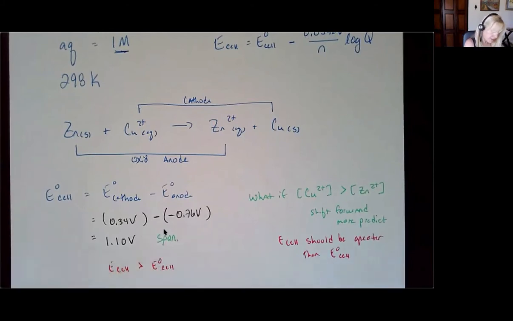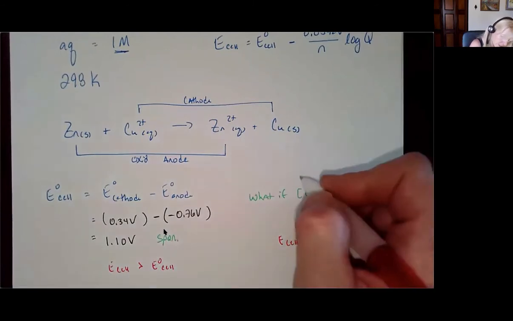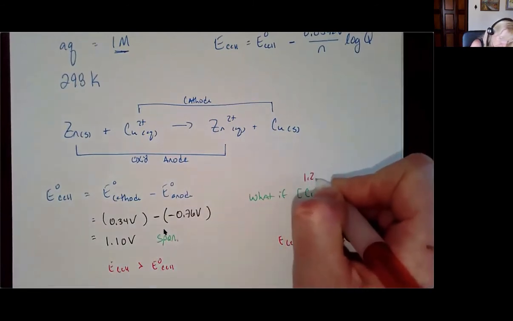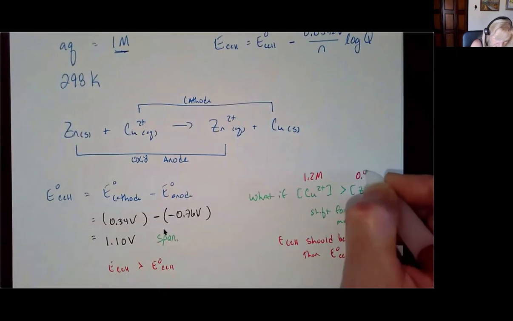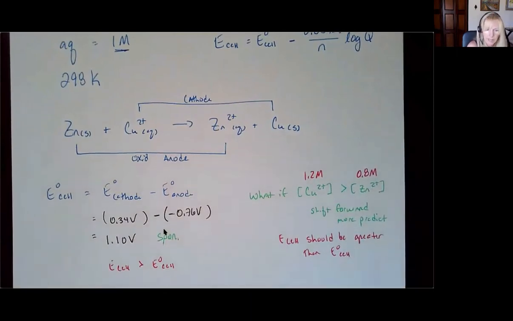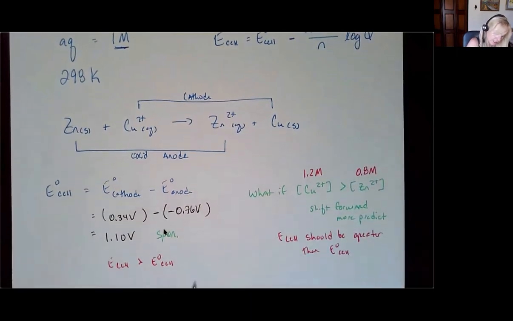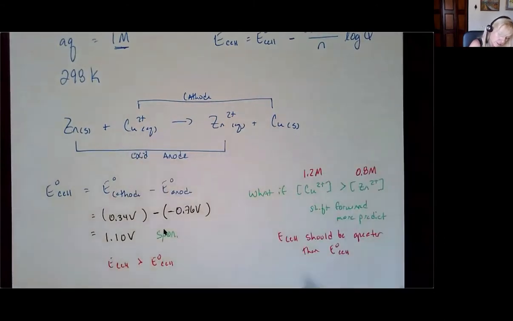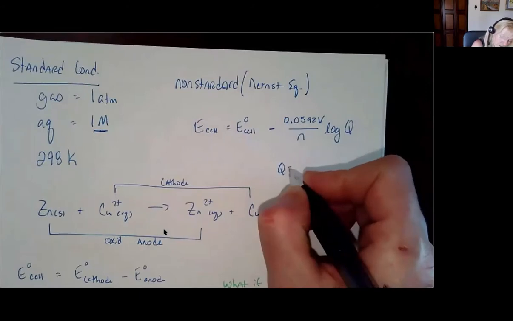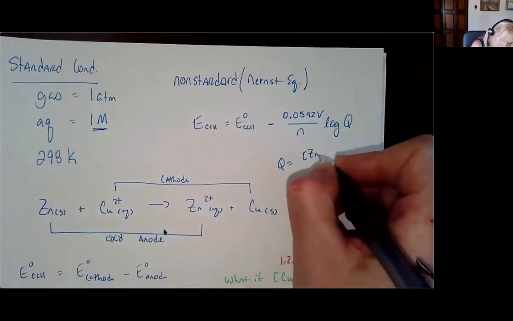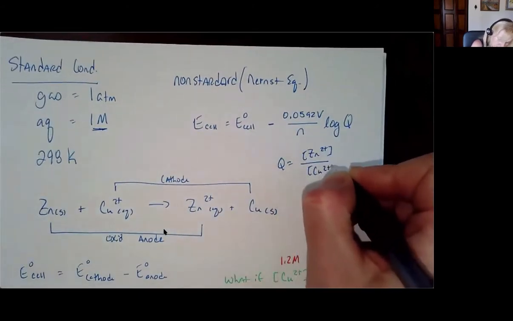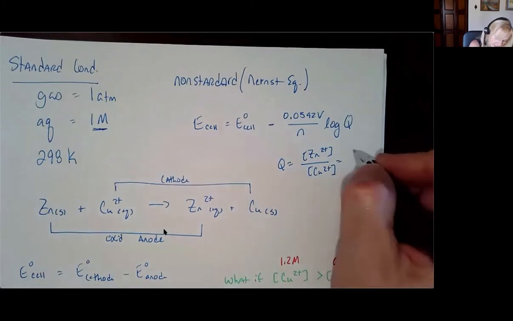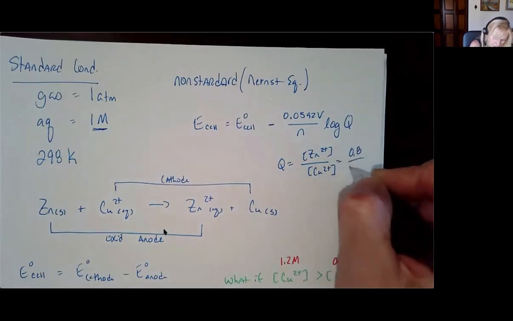So let's give this some values. Let's say my concentration here was 1.2 molar and my concentration here would be 0.8 molar. So let's see if this is going to hold true. So my Q, my solids fall out. So when I calculate Q, it's simply going to be zinc ion over copper ion. And so that's 0.8 over 1.2.